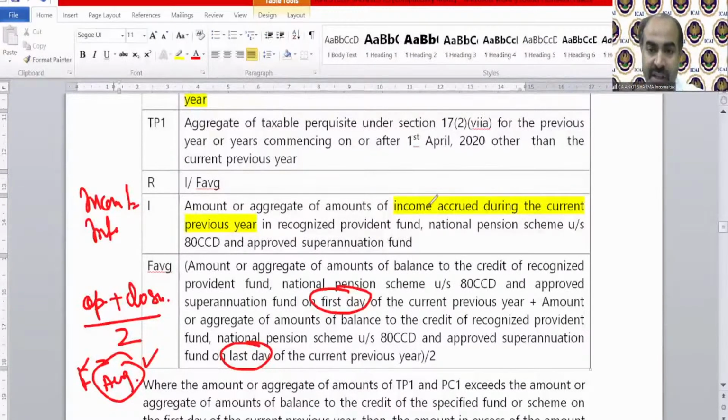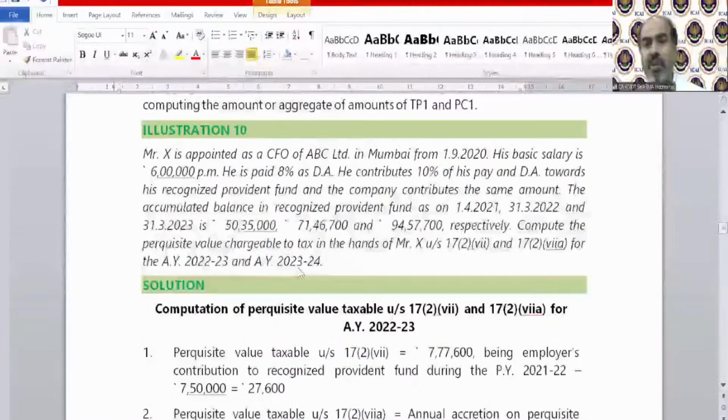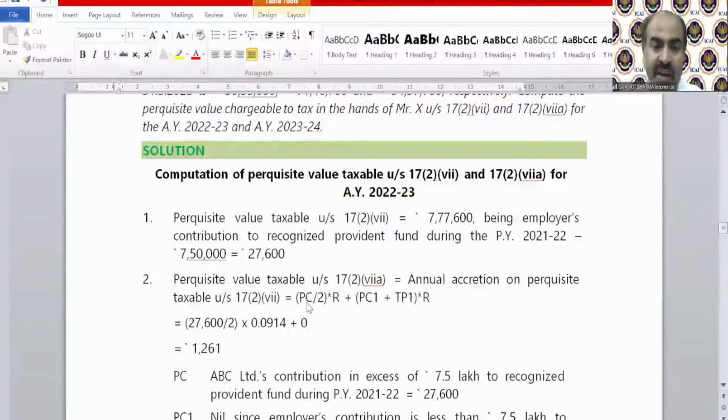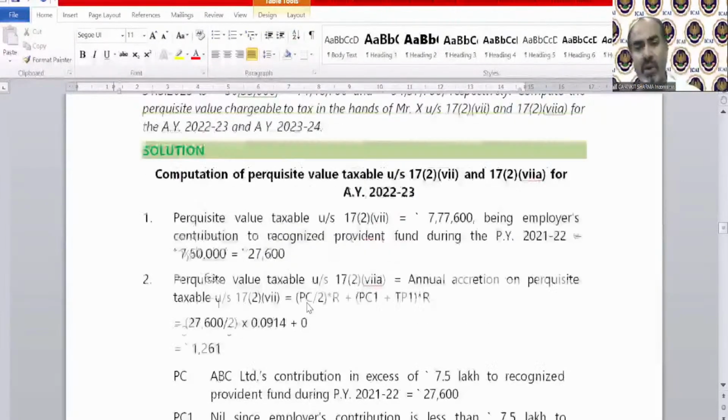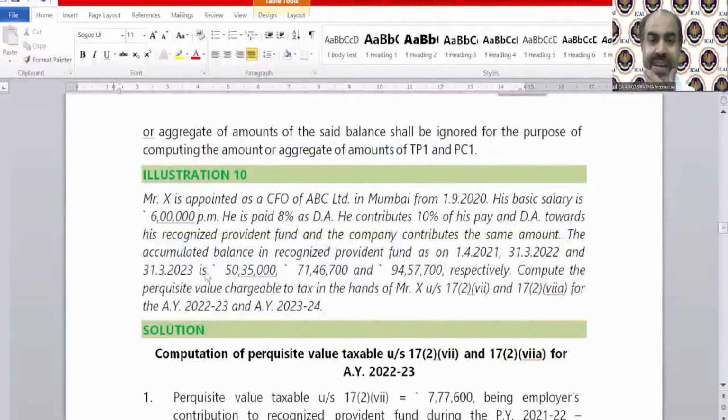There is a mistake in the study material and also in the solution, so do not get confused. This is the numerical that is being solved with the help of this provision. Let's see how it is going to be solved. We need to read the provision, then we will wind up the class because this is the last provision we are discussing. Mr. X is appointed as a CFO of ABC Limited in Mumbai from 1/9/2020.